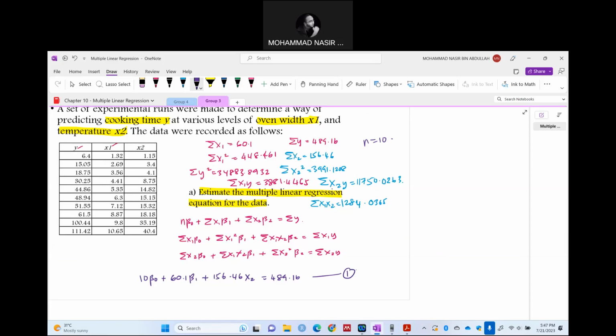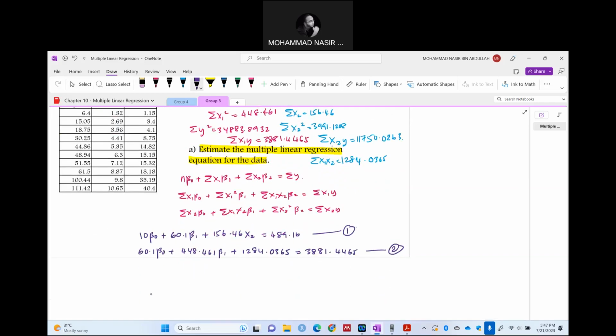Second equation is summation of x1, which is 60.1 beta naught. X1 square is 448.461 beta 1. X1, X2 is 1284.0365. X1Y is 3881.4465. This is the second equation.